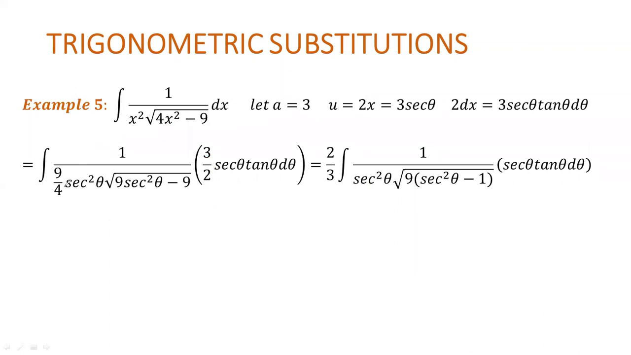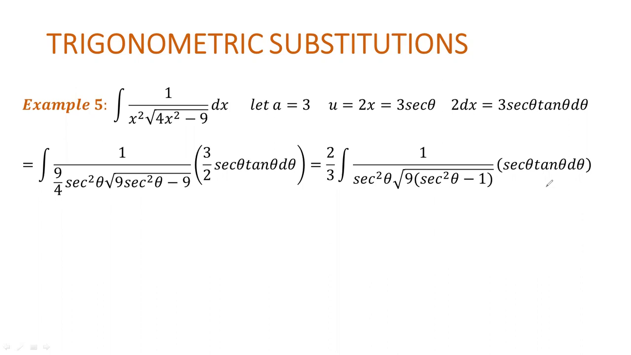Okay, so for x squared, you have to transfer the 2 in here. So that would be 3/2 secant theta. We square that, that would be 9/4 secant squared theta. Then 4x squared will be this one squared, so this would be 9 secant squared theta minus 9. The dx will be the 3/2 of secant theta tangent theta, d theta.